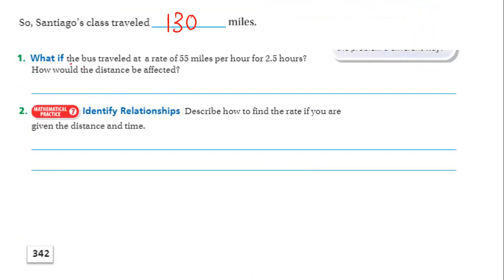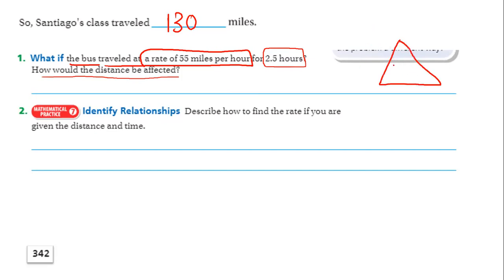Example: if the bus traveled at a rate of 55 miles per hour, this is the rate, 55, for 2.5 hours, 2 hours and a half, how would the distance be affected? Who tells me the answer? Mister, what should I do here? Put the triangle beside. Mister, it's my turn. No, it's not your turn, Muhammad. Mister, I am after Hassan.